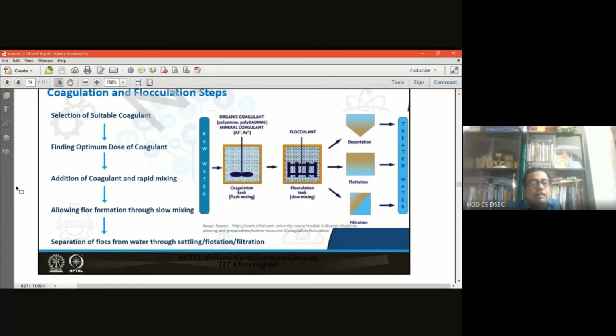Now, the selection of the coagulant is very important, and the dosage of the coagulant, because a higher dosage of coagulant doesn't mean the water will be clearer. There is an optimum dosage of coagulant that has to be found out. That will be discussed in the next lecture, lecture 15, where I will discuss which coagulants are used in the coagulation process and the importance of the optimum dose. The coagulation process will be discussed in detail in the next class.